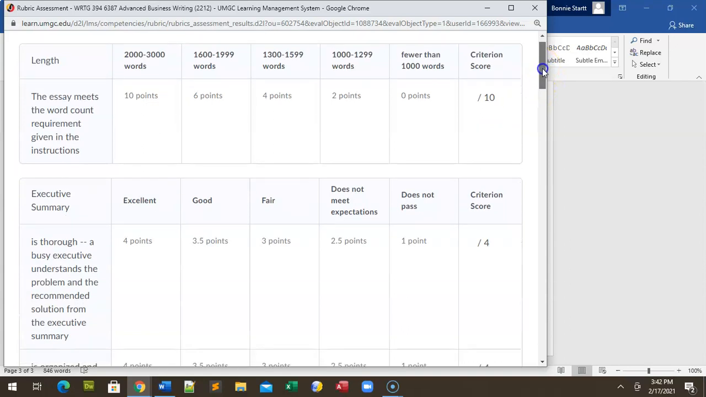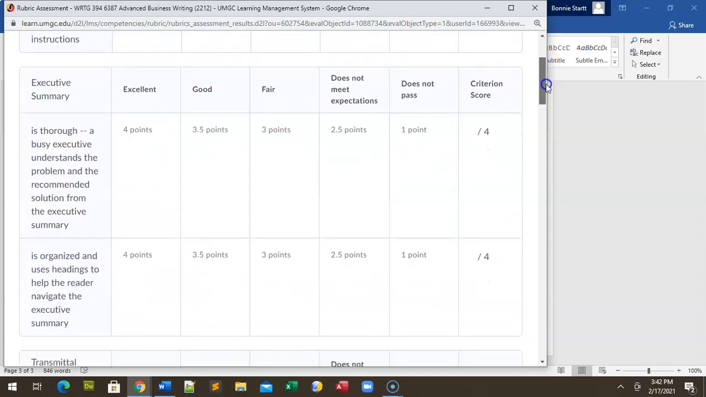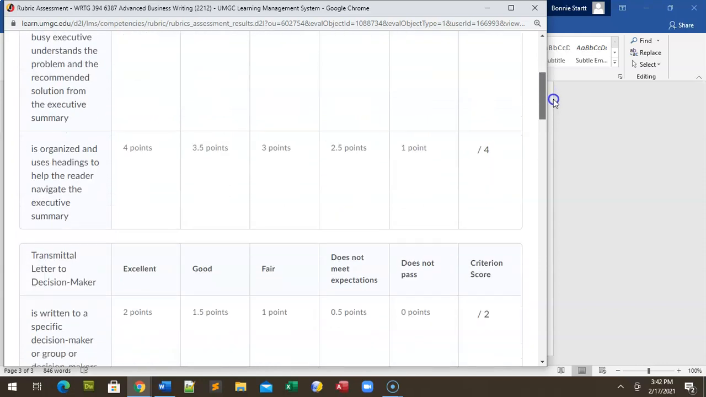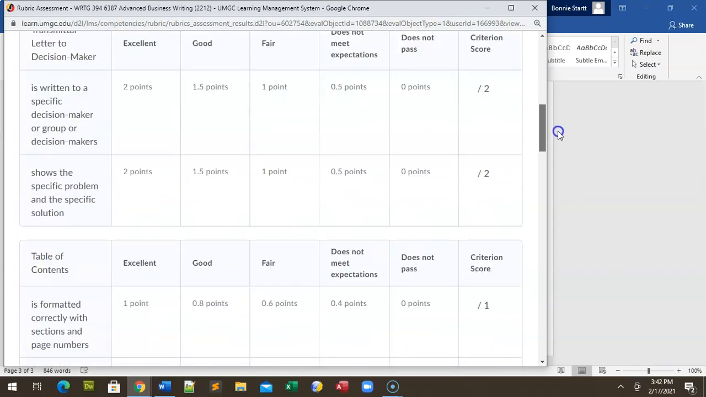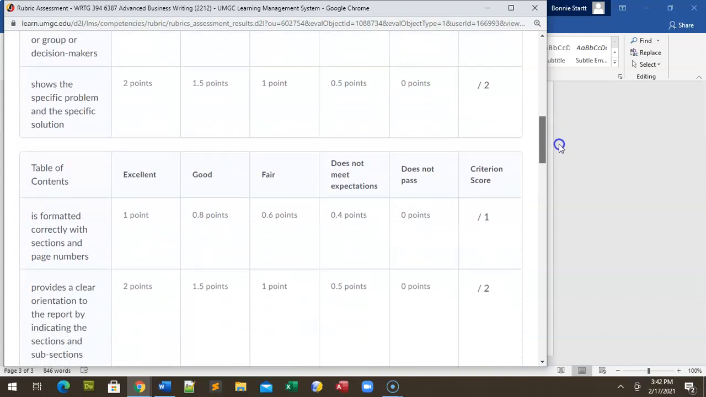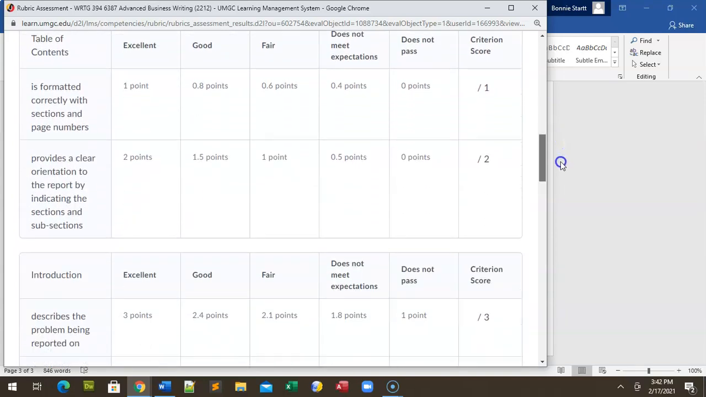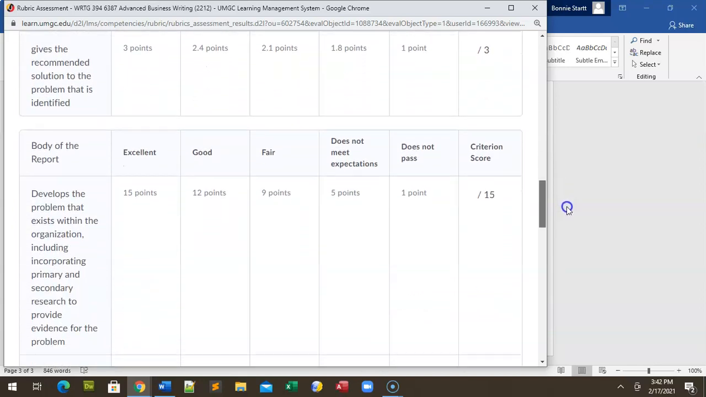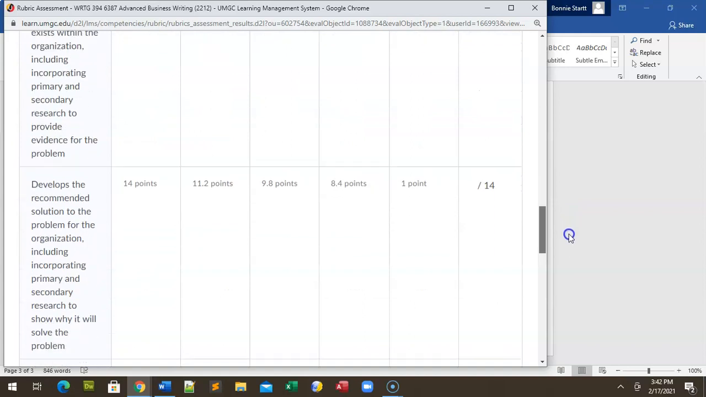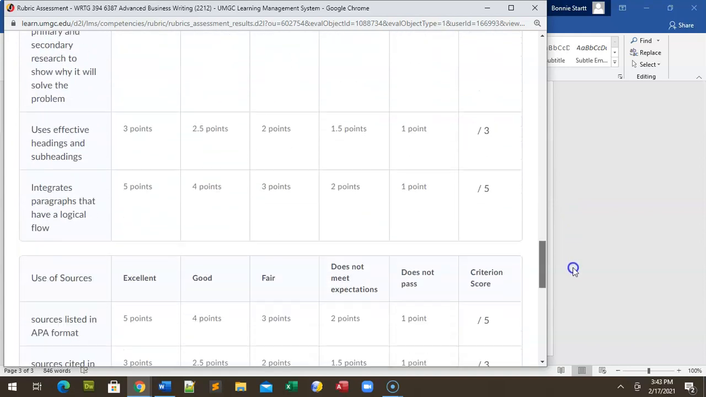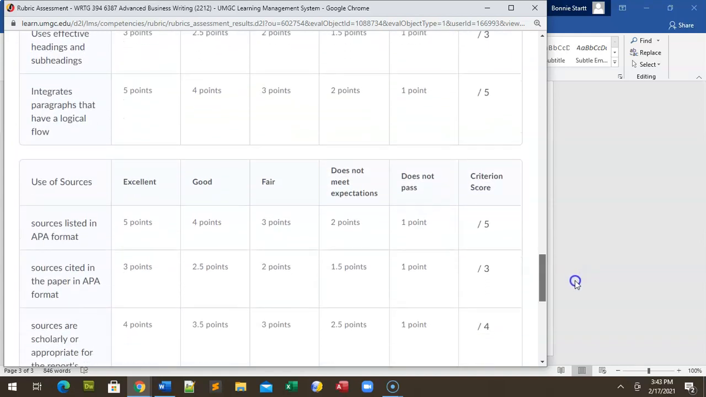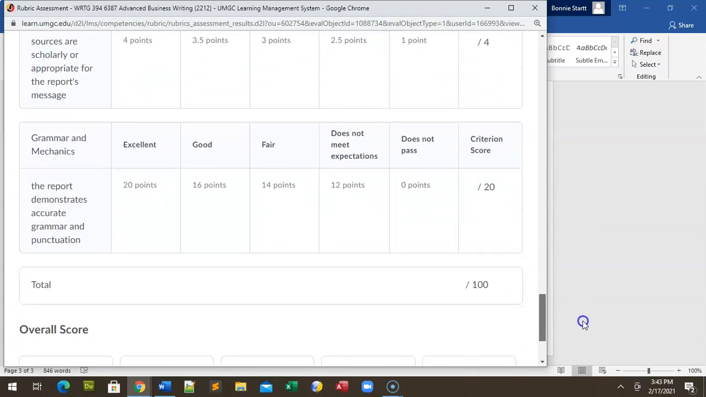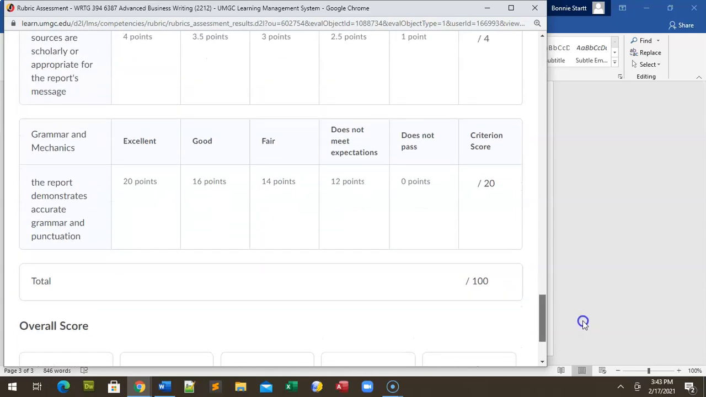Things that we're looking for: 2,000 to 3,000 words. Do you have an executive summary? Do you have a transmittal letter? Do you have a table of contents, and has it been done correctly? Do you have your introduction, the body of your report, the sources, have you put them in correctly, and of course your references, and as always, grammar and spelling counts.